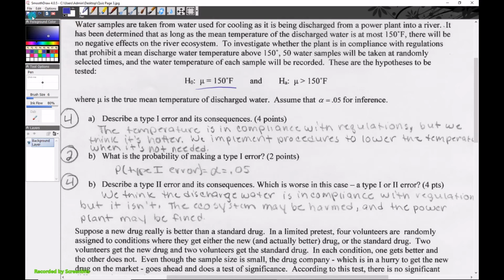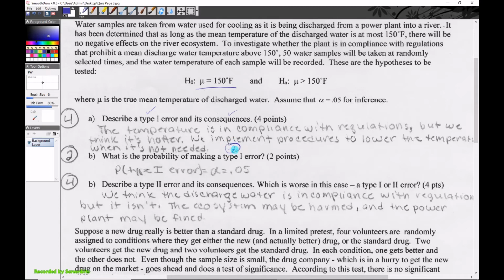So most people did fine. In the type 1 error, people that missed it did not put down the consequence. I mean, you're supposed to do two things, describe the error and its consequence. So if you left off the consequence, that's -2. That's like half of the problem.